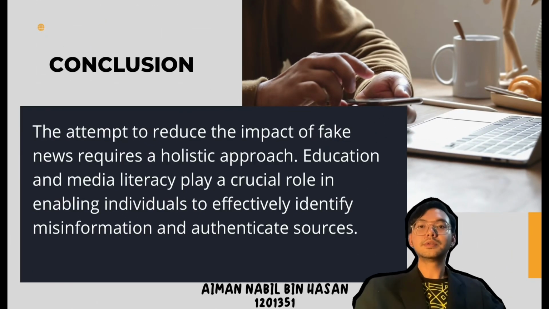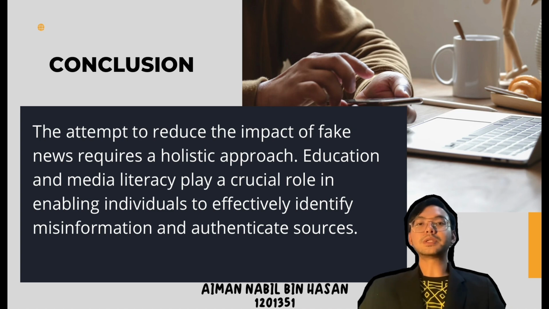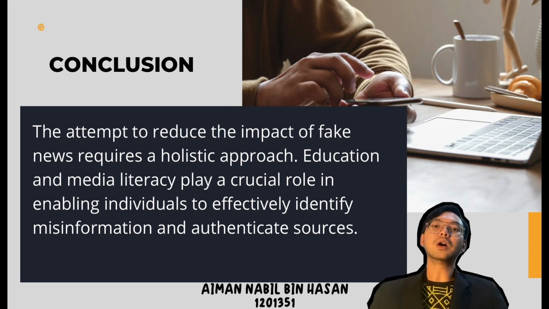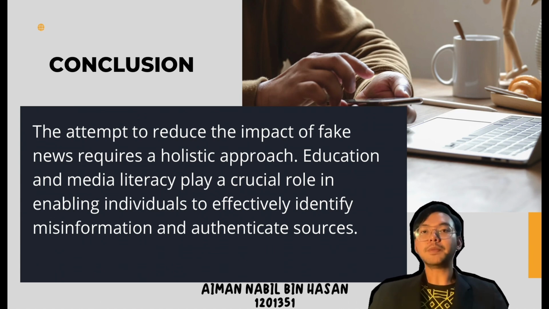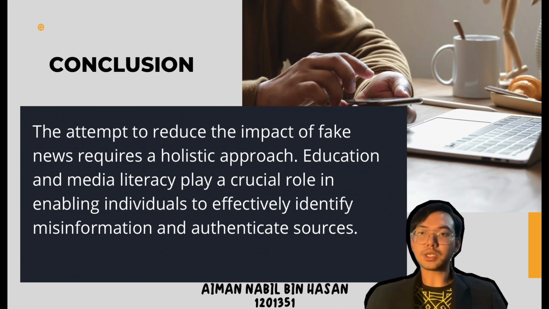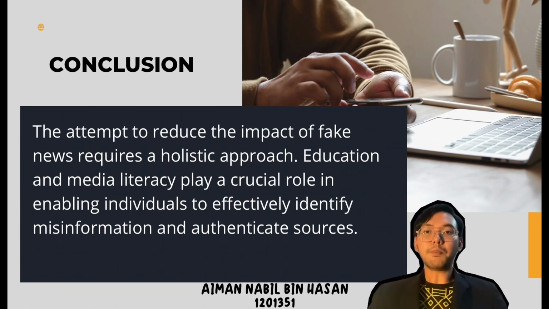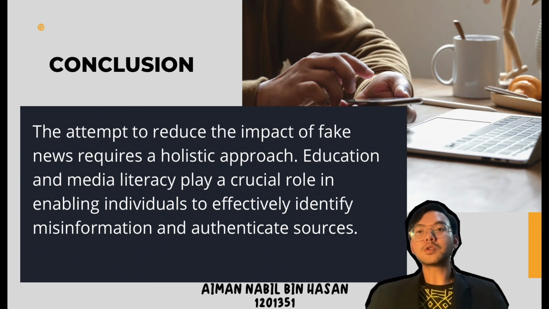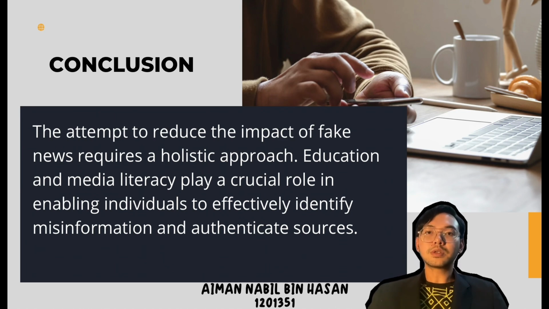For the conclusion, the attempt to reduce the impact of fake news requires a holistic approach. Education and media literacy play a crucial role in enabling individuals to effectively identify misinformation and authenticate sources. It is necessary for technology companies to make an effort to counteract the increased amount of misinformation by implementing strategies such as fact verification and the elimination of incorrect content from their digital domain.